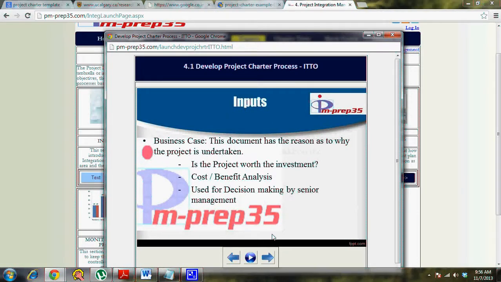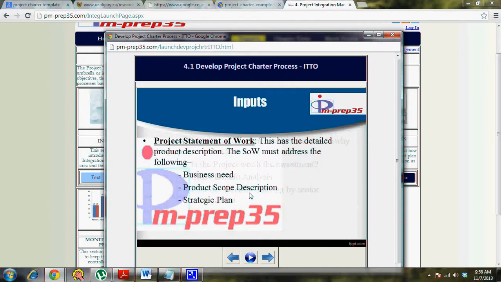is prepared by the business analyst, and the prime thing is the SOW will have all these details. The SOW is issued by the customer, and it will have all these details, and these become input to the development of the project charter.